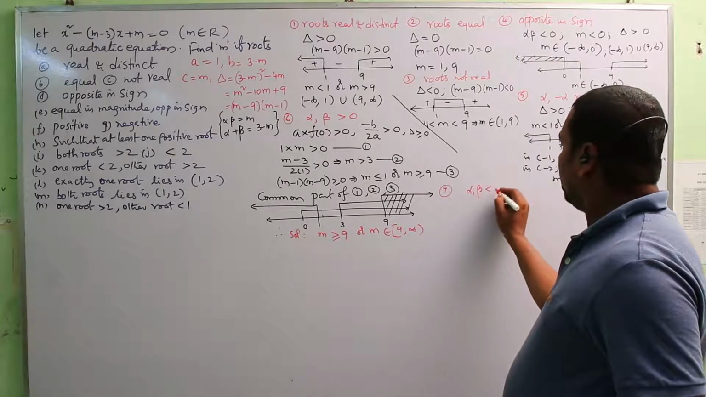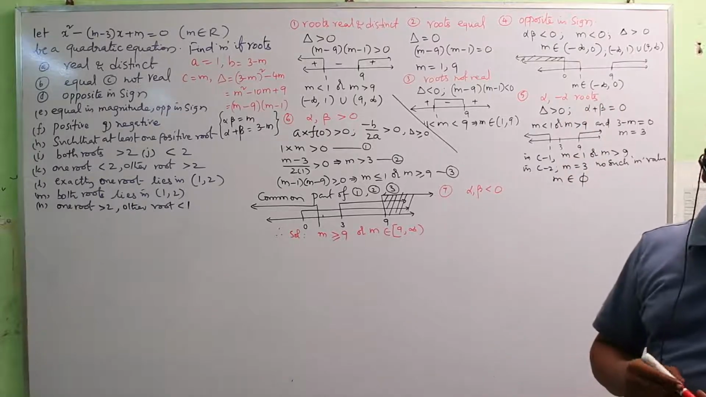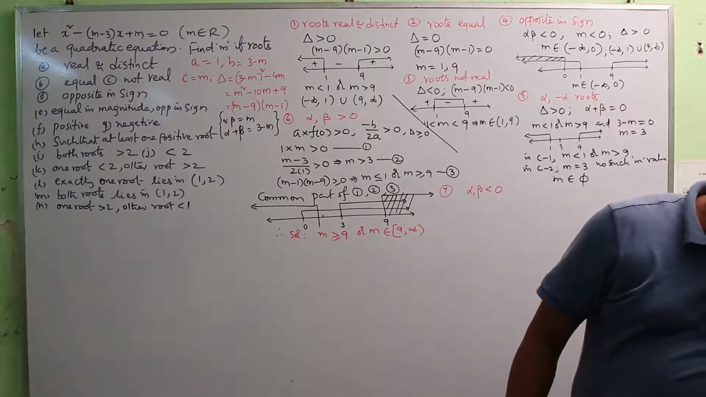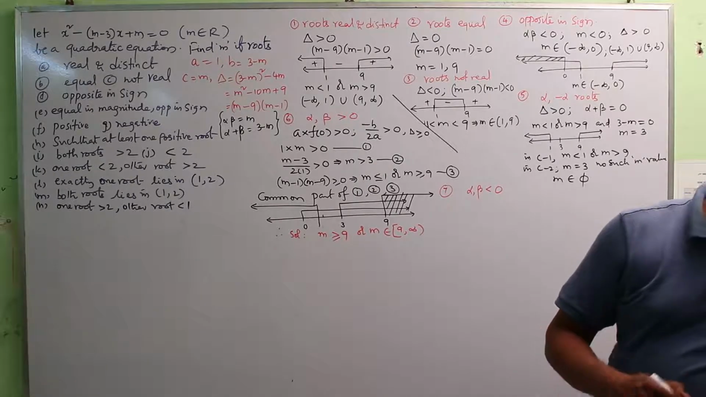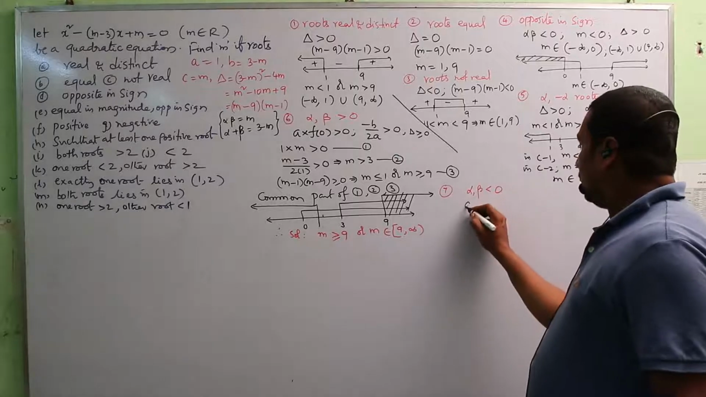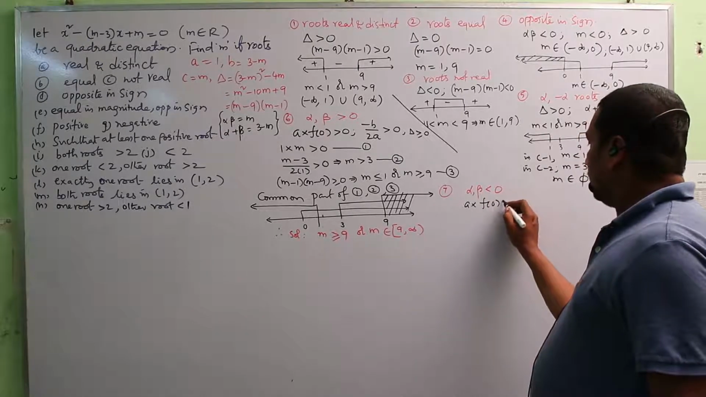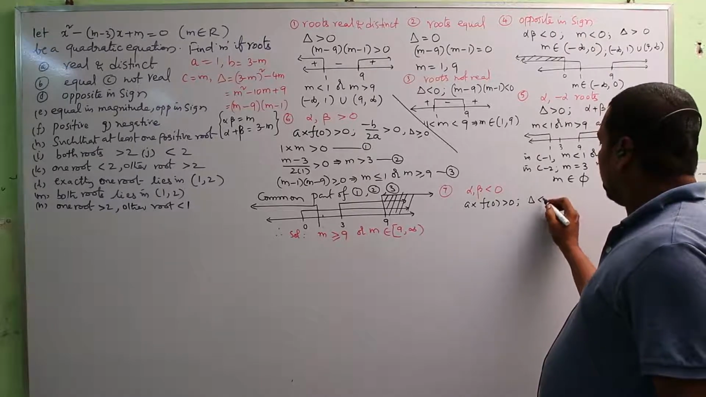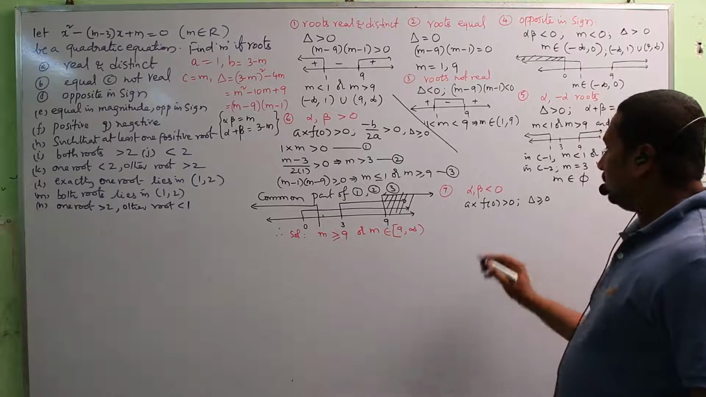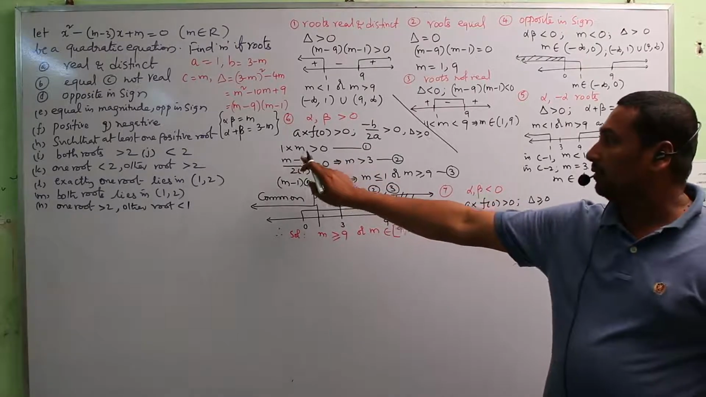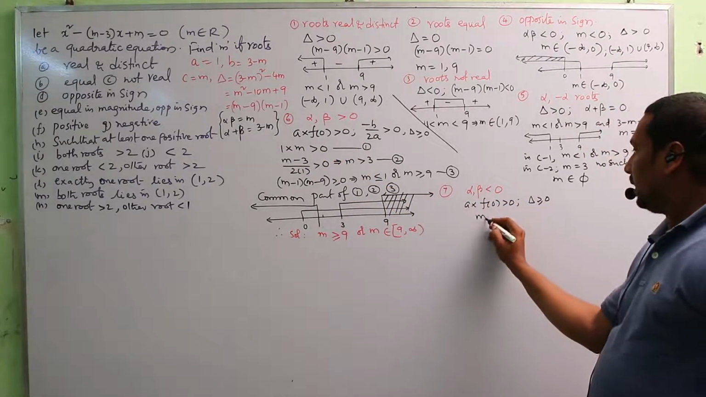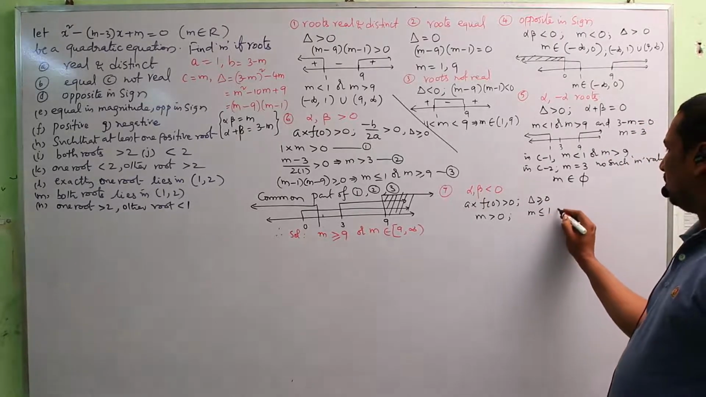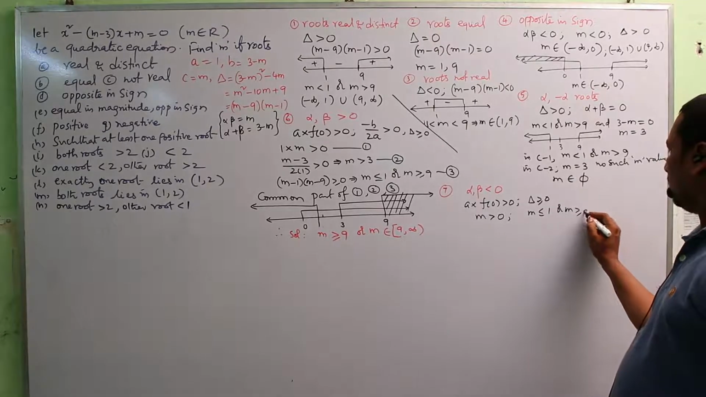Alpha comma beta less than 0. What are the conditions we have to see? A into f of 0 greater than 0 and delta greater than or equal to 0. A into f of 0, what do we get here? A into f of 0 gives m greater than 0, and here it is m less than or equal to 1 or m greater than or equal to 9.